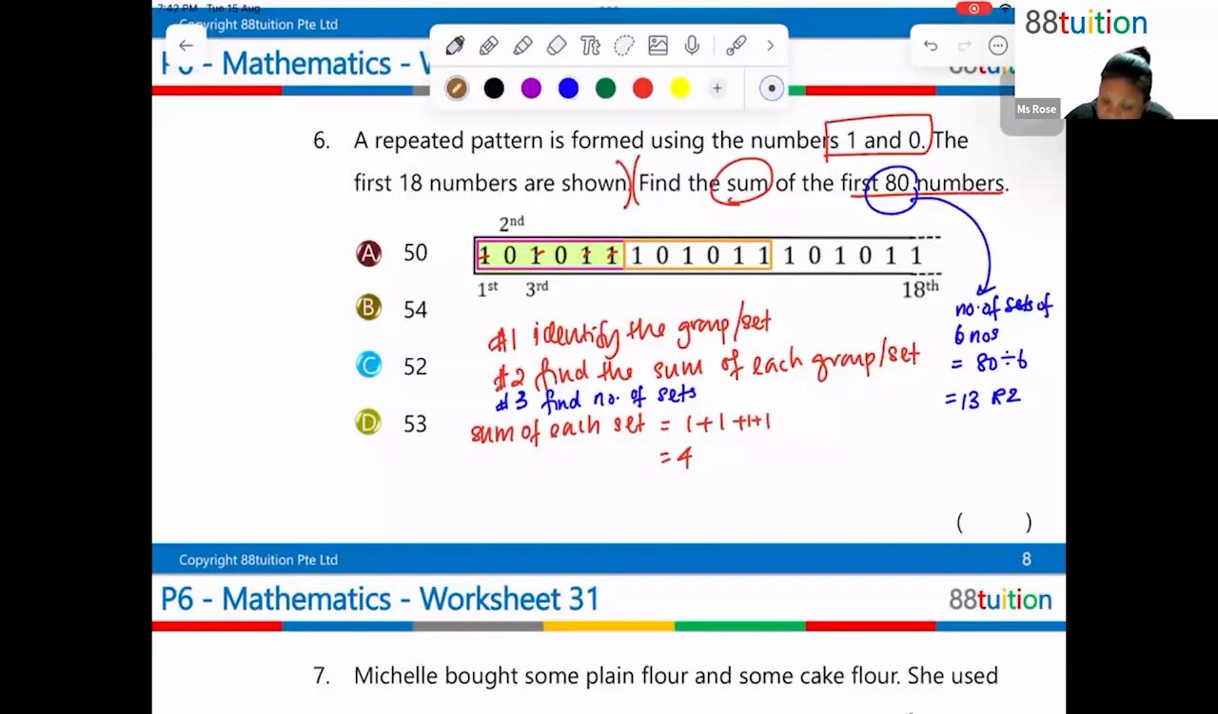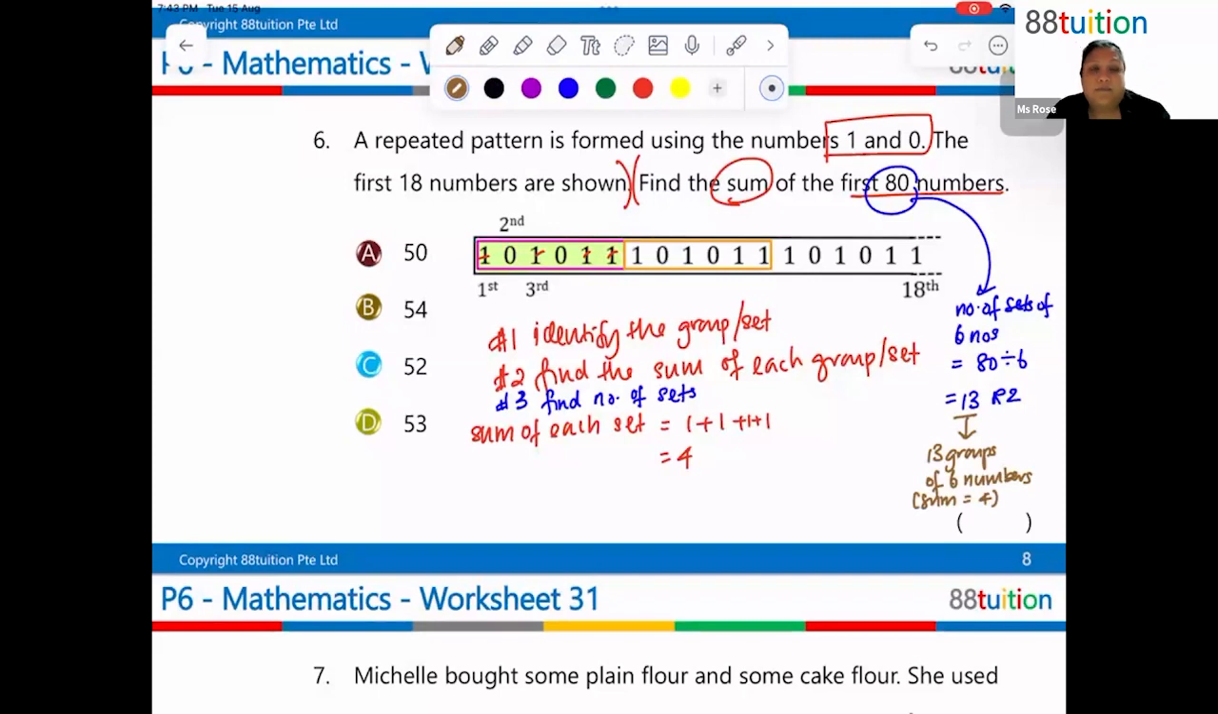This means 13 groups of how many numbers? 1, 2, 3, 4, 5, 6. 13 groups of 6 numbers, whereby the sum is 4.